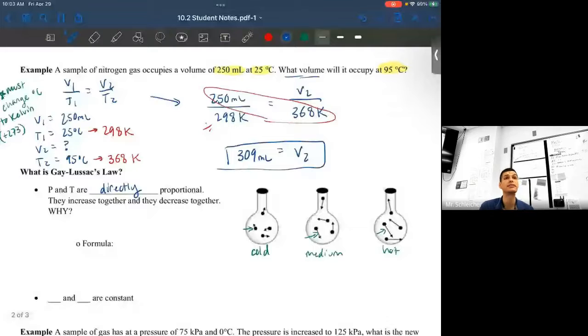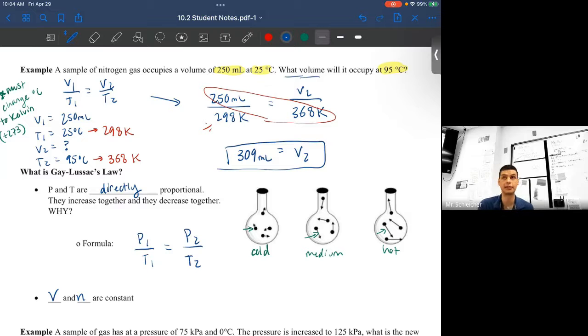So the formula is very similar to the volume and temperature one, where let's go ahead and put temperature on the bottom and pressure on top. And then we have a second pressure on top and the second temperature on bottom there on the other side of the equation. And we're assuming that the volume and the number of moles of gas are held constant here.